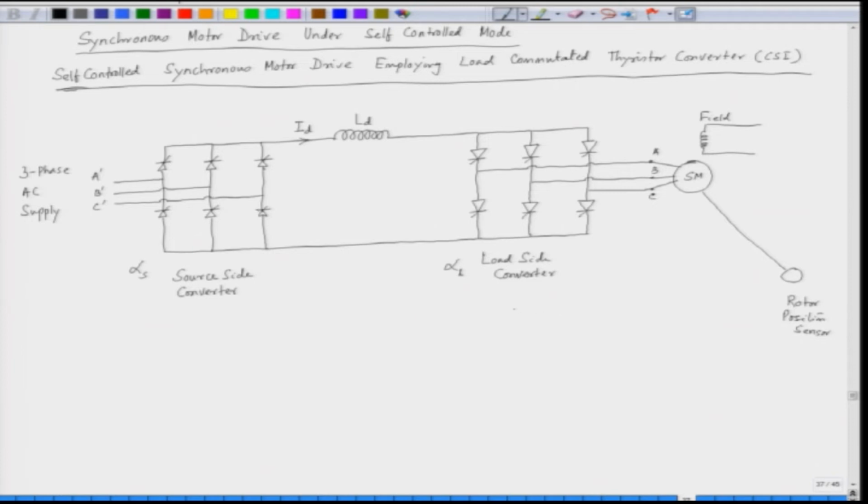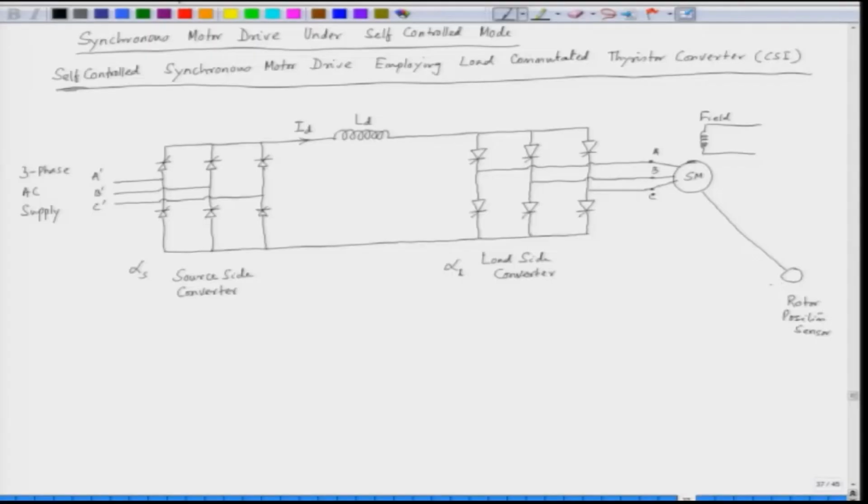Now, how do we trigger the load side converter? The load side converter is triggered with the information from the rotor position sensor, because the rotor and the stator of a synchronous machine have to be perfectly synchronized. That is the principle of self controlled synchronous motor drive. So, in this case we get the information from the rotor position sensor.